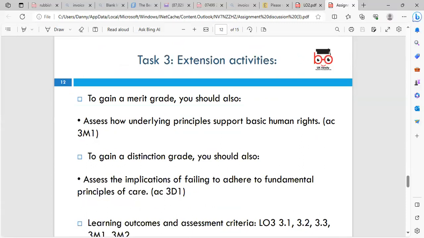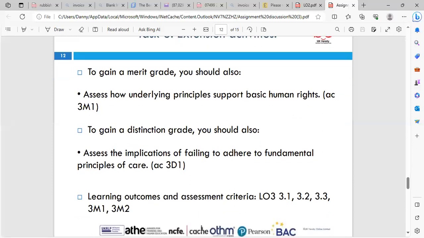And again, those things would only attain you a pass mark. To get a merit grade, we expect you to be able to assess how those underlying principles support basic human rights. We spoke about human rights, didn't we? The right to life, the right to privacy, the right to family life, the right to care.